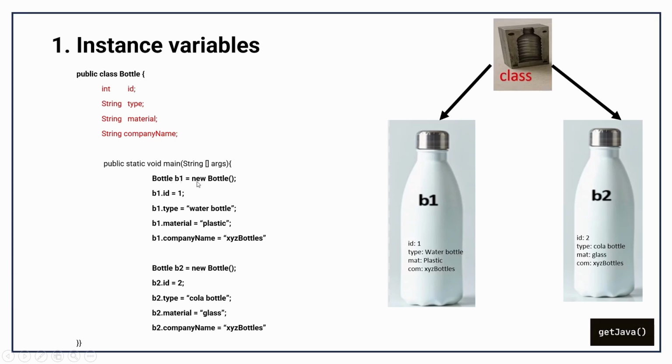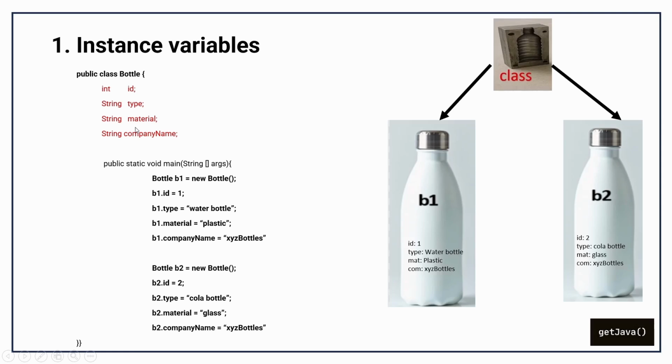Whenever we create b1, it will get a copy of this variable entirely for itself. That is, this b1.id belongs to this b1 object, this b1.type belongs to this b1 object. So these variable belongs to b1. Whenever a new instance is created, one copy of this variable will be given to that instance. For example, here if we see bottle b2 is created, b2 will get its own copy of this variable. This b2.id, b2.type, b2.material and b2.company name belongs to b2. So every time we create a new object, it will get a separate copy of this variable.